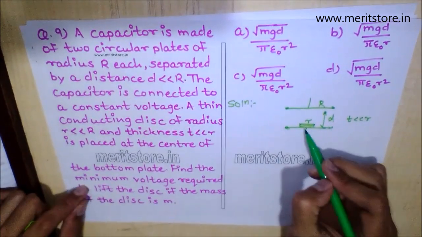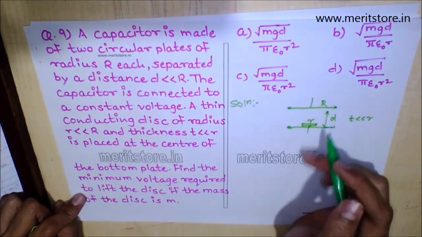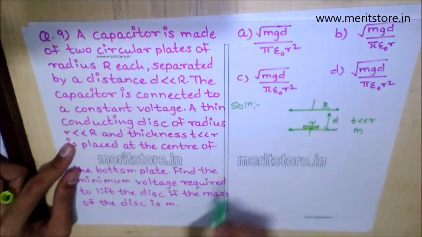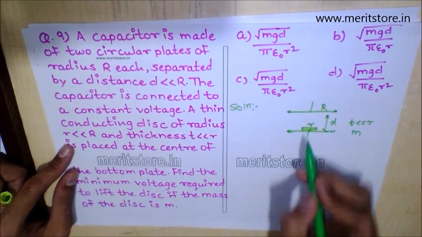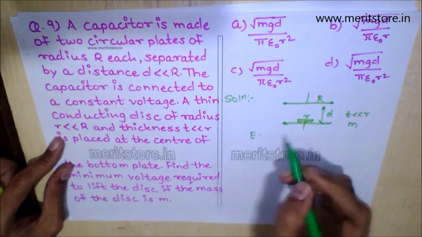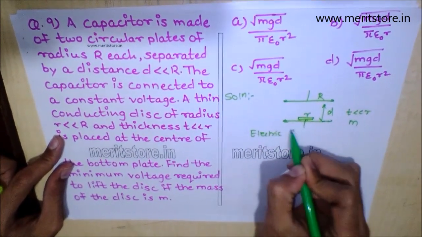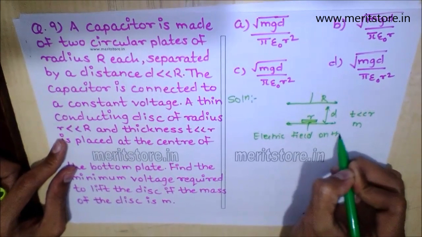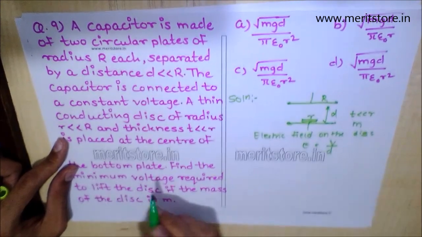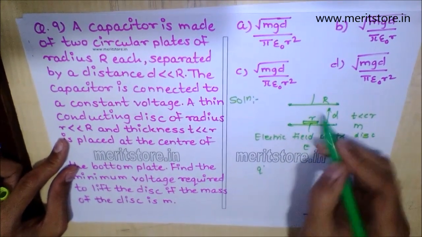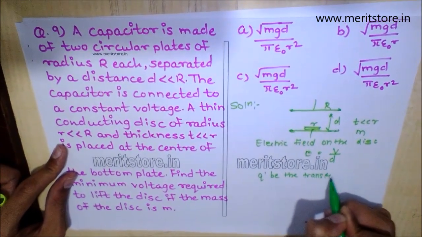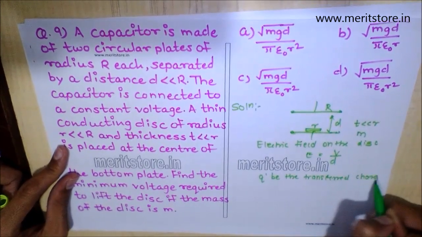So the voltage which will be required to levitate, like to lift this disc, if the mass of the disc is given as m. So suppose the disc is touched to the bottom of the capacitor. Now due to this the disc gets charged, and as a result there is some electric field generated on the disc. So the electric field on the disc is given by E, which is equal to voltage upon the distance. Now let Q prime be the charge transferred to the disc.